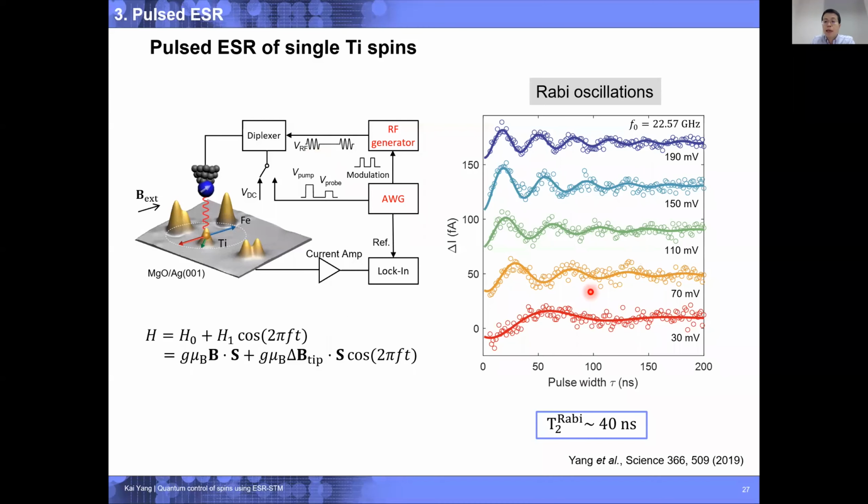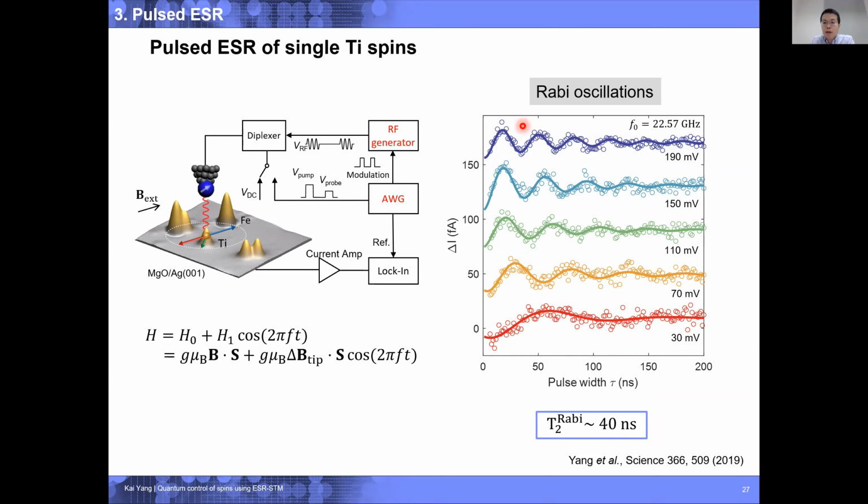So using this setup, we can measure the rapid oscillations of a single titanium spin. So here's the data. The x-axis is the pulse width and the y-axis is the lock-in current. And so the oscillatory behavior corresponds to the spin rotations between the spin up and spin down state back and forth. Different curves were measured at different RF power. And at the largest power we can apply, it takes about 25 nanoseconds for the spin to go from the 0 to the 1 state, the so-called pi rotation.